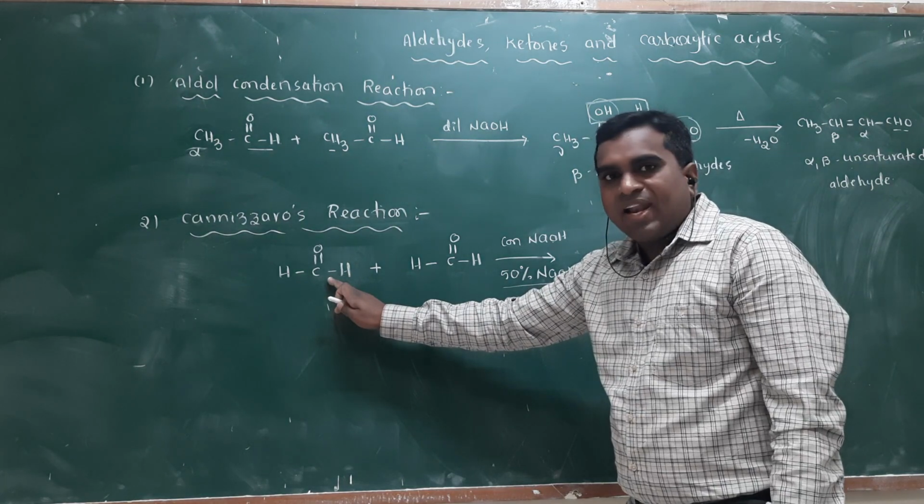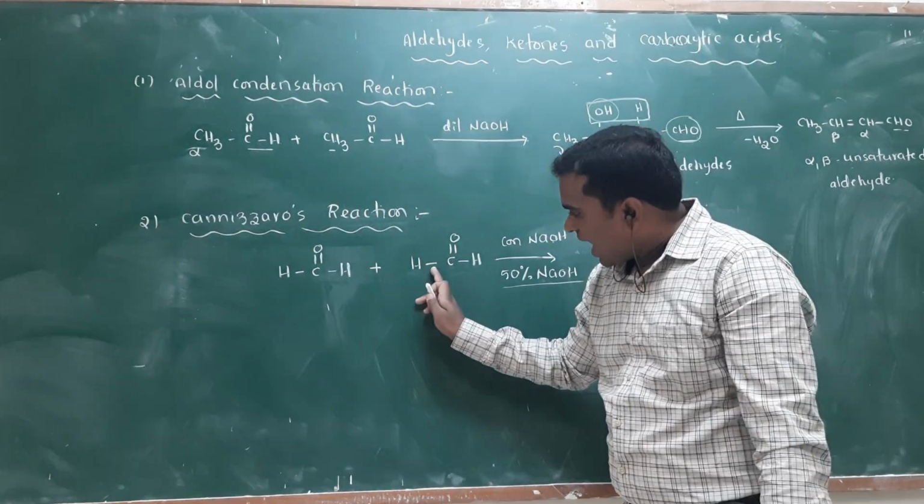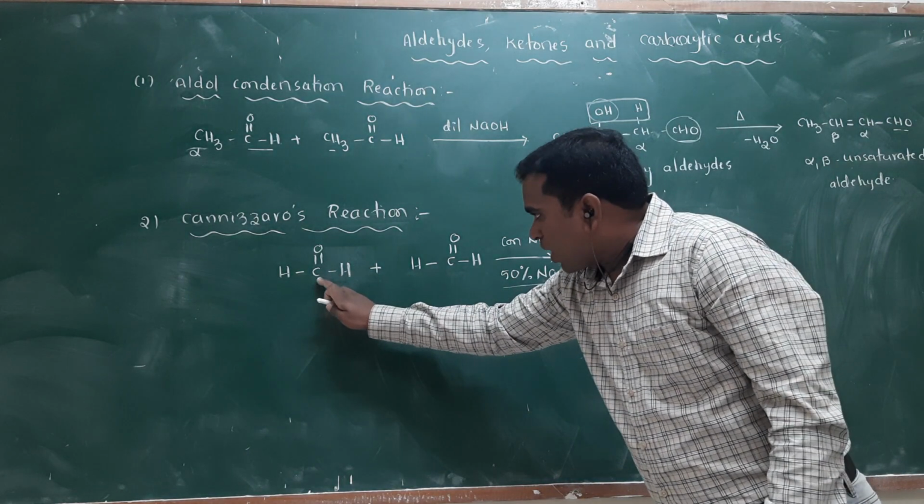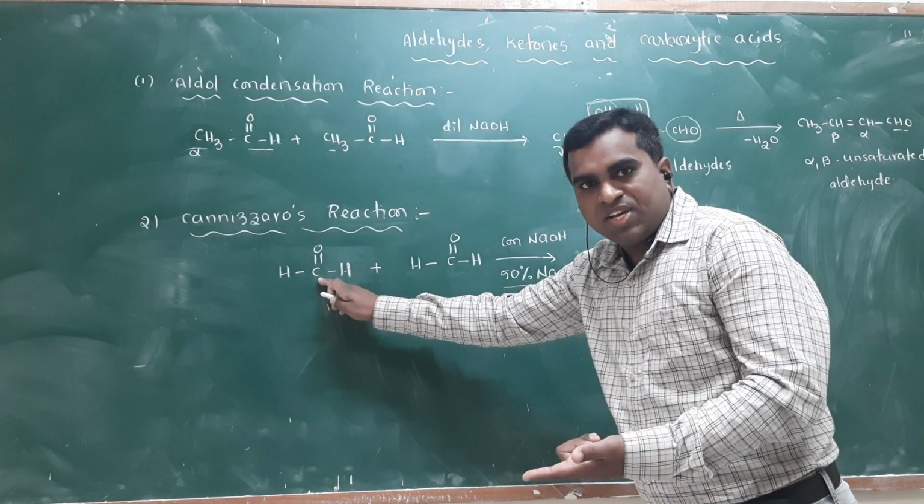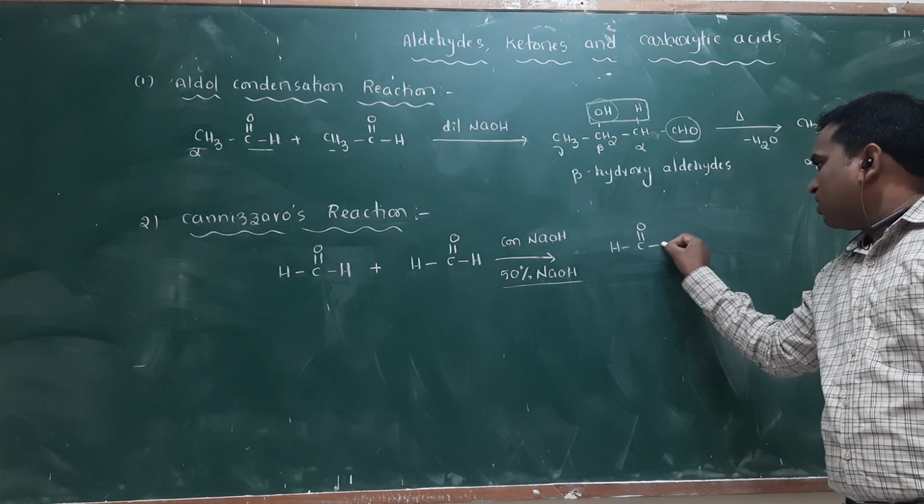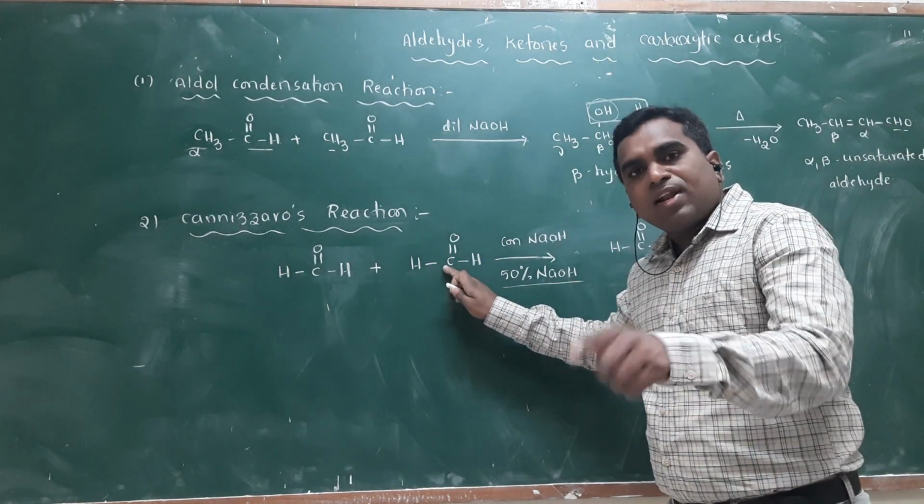You know that when an aldehyde undergoes oxidation, you get acid. When an aldehyde undergoes reduction, you get alcohol. So one aldehyde undergoes oxidation and converts into acid. One carbon acid means formic acid. Clear? And another aldehyde undergoes reduction.